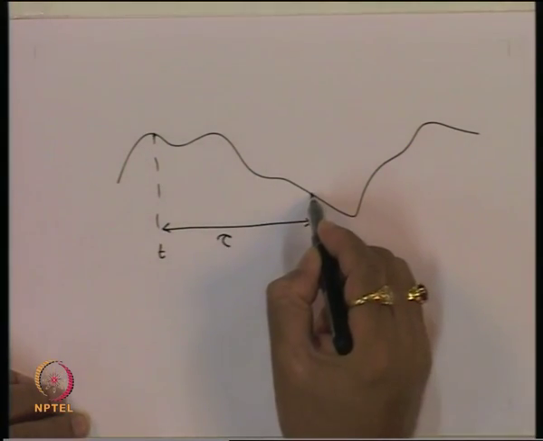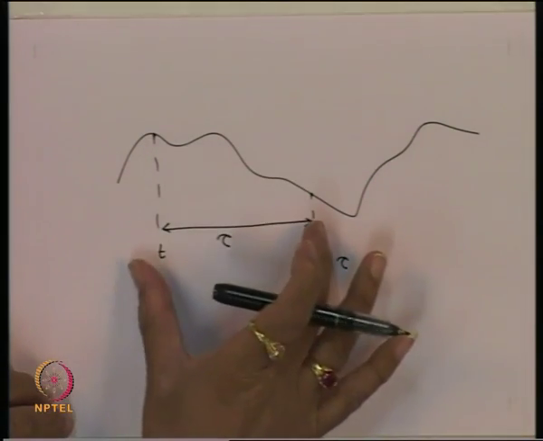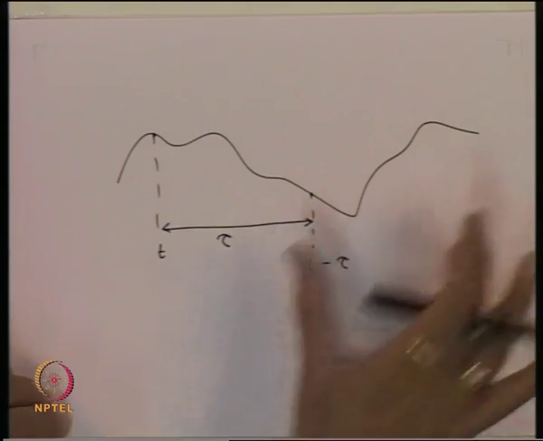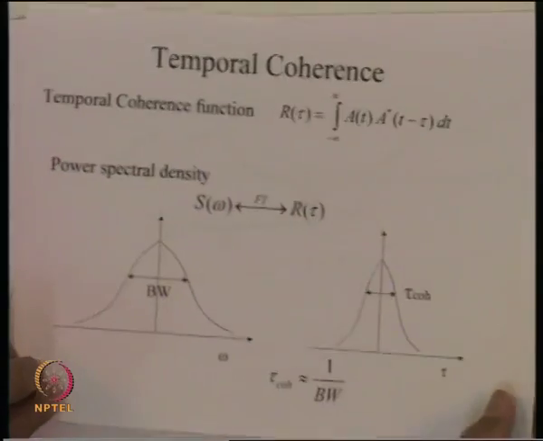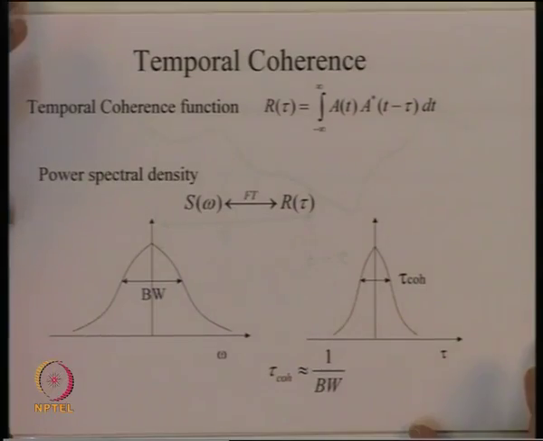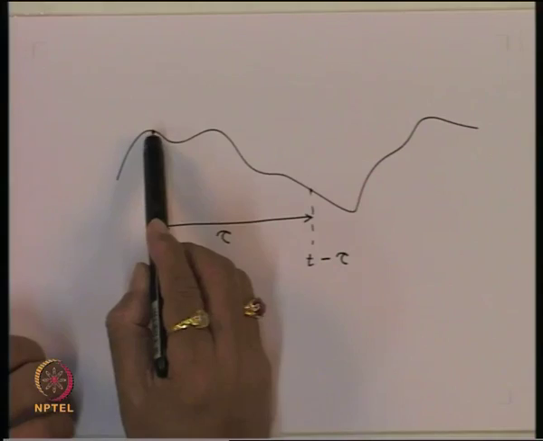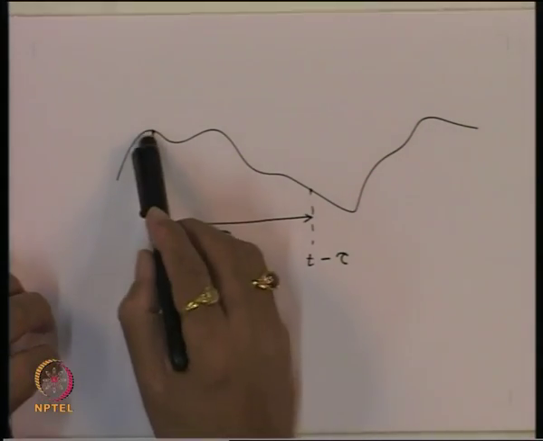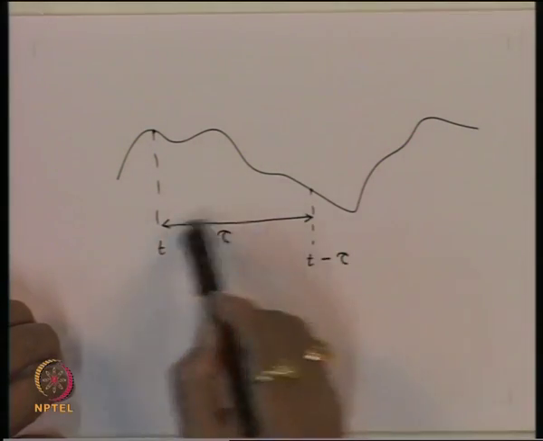I take the product of these two amplitude values and I take all possible pairs which are separated by distance tau from minus infinity to plus infinity, and if I take their sum, that is the quantity which will be this quantity R of tau. So, what R of tau essentially tells you is how a particular point on this waveform is correlated with another point on the waveform which is separated by a time tau.